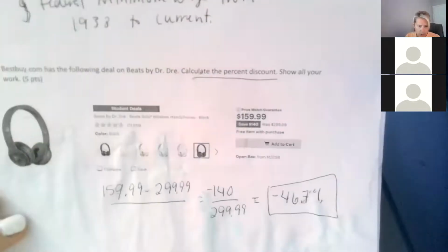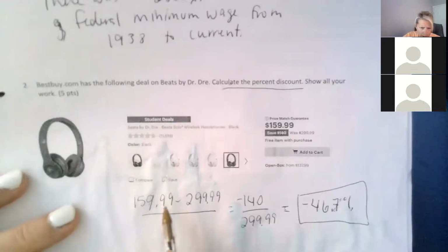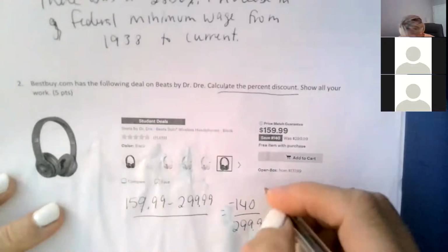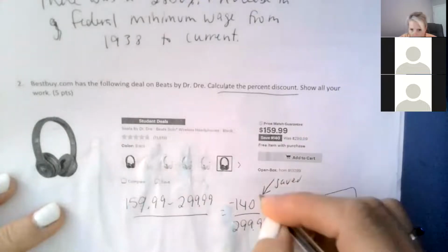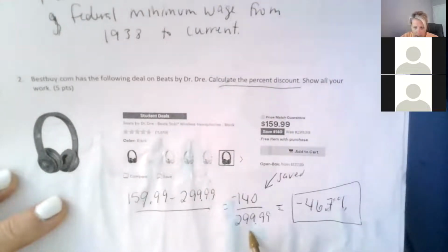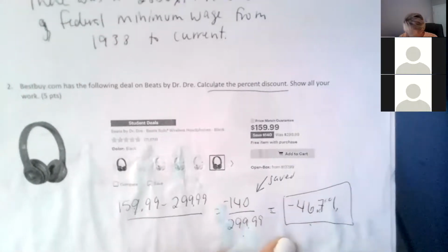So number 2, like I said, I'm gonna go kind of quickly through these. Number 2 was asking for you to find the percent discount. So that means we had to find the amount of money discounted. So we saved $140 out of the $299.99 original. So my discount was 46.7.